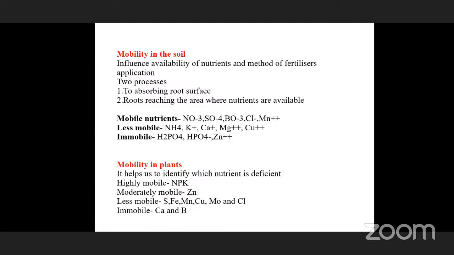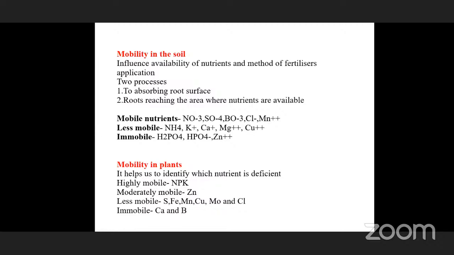It gets adsorbed on the soil complex. So it won't get dissolved in the soil solution and won't be available to the plant. That is phosphorus and zinc. These two are the immobile nutrients in the soil. And the nutrient mobility also differs in plant and soil.